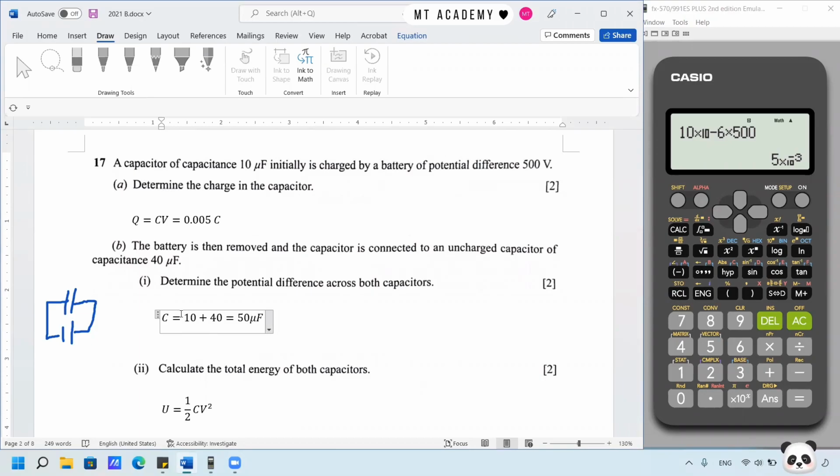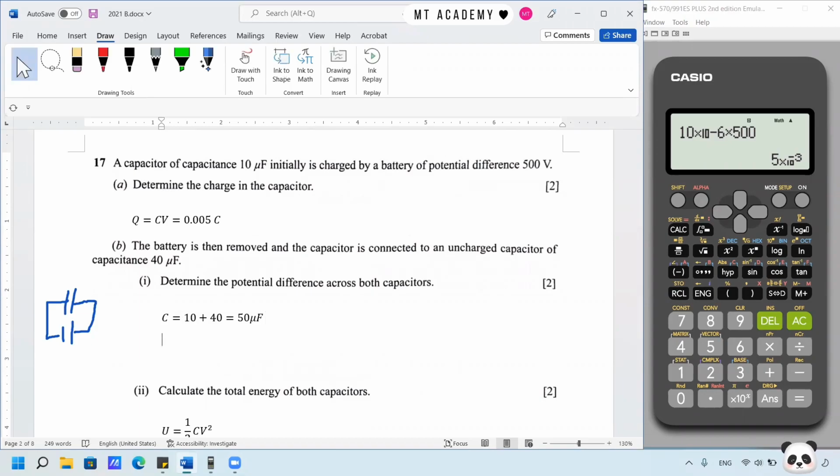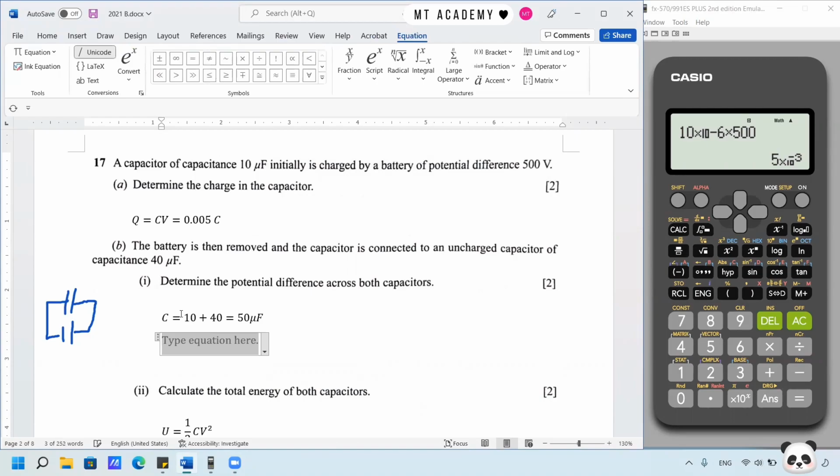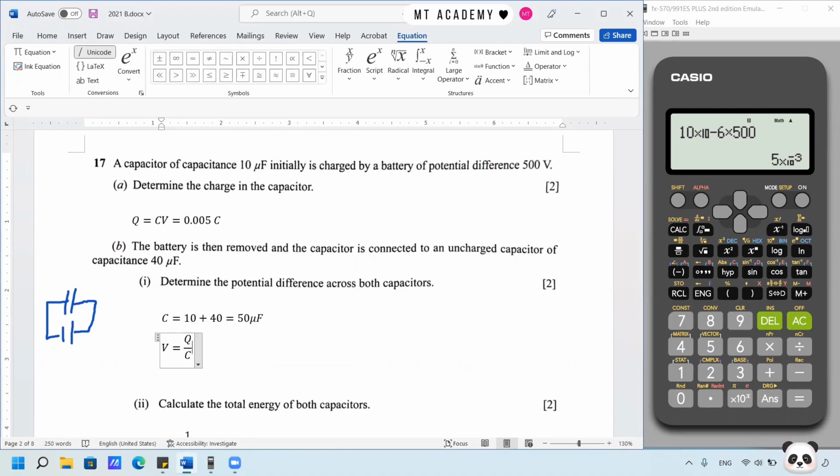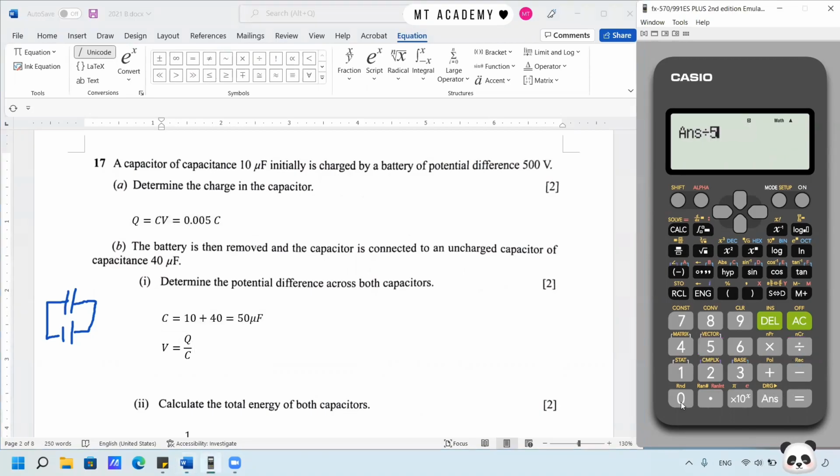And then we're going to utilize the steady state, or the final state, of the capacitors, where they perform a charge redistribution. In the end, the potential difference across both capacitors will be equal. So the final potential will be equal to the total charge over the new effective capacitance: 5 millicoulombs divided by 50 microfarad. The final answer is 100 volts.